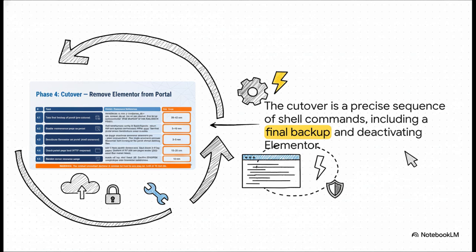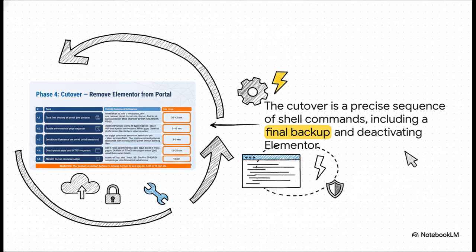First, we take one final backup. This is our non-negotiable rollback point. Then, we pop the site into maintenance mode. And here's a really brilliant move. We use a simple shell command to deactivate Elementor on the source server. This instantly reduces its load to almost nothing, and we haven't deleted a single file.